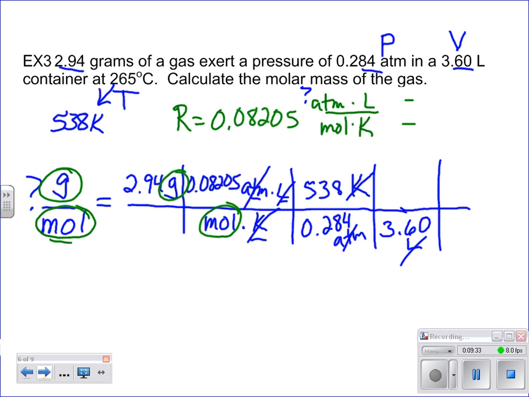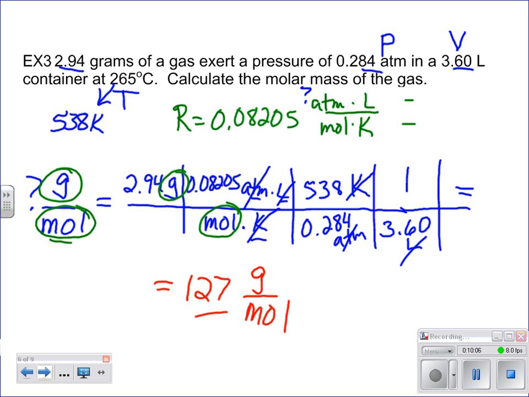My grams on the top, my moles on the bottom. Throw a 1 in there if that bothers you. And again, this is going to be 3 significant figures. Thank you. 127 grams per mole. That looks reasonable to me for a molar mass. If I got something like 6,000, I'd probably question myself, but 127, that looks reasonable.